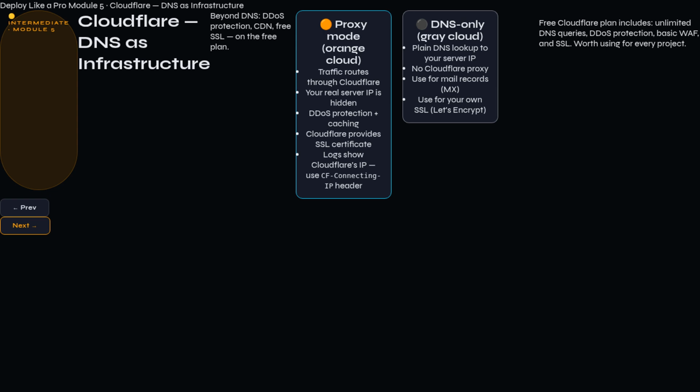Cloudflare scans your existing DNS records and imports them. You then update the nameservers at your registrar to Cloudflare's nameservers. This takes up to 48 hours for the registrar change to propagate.